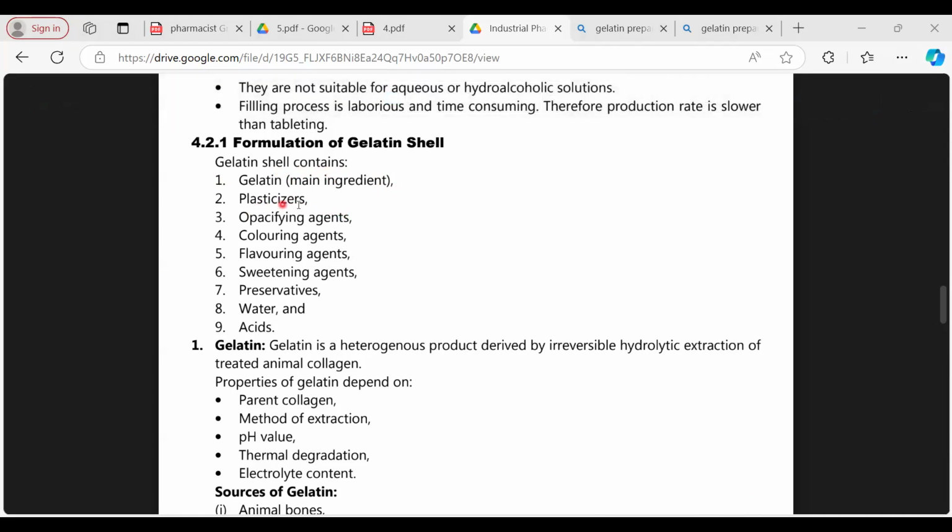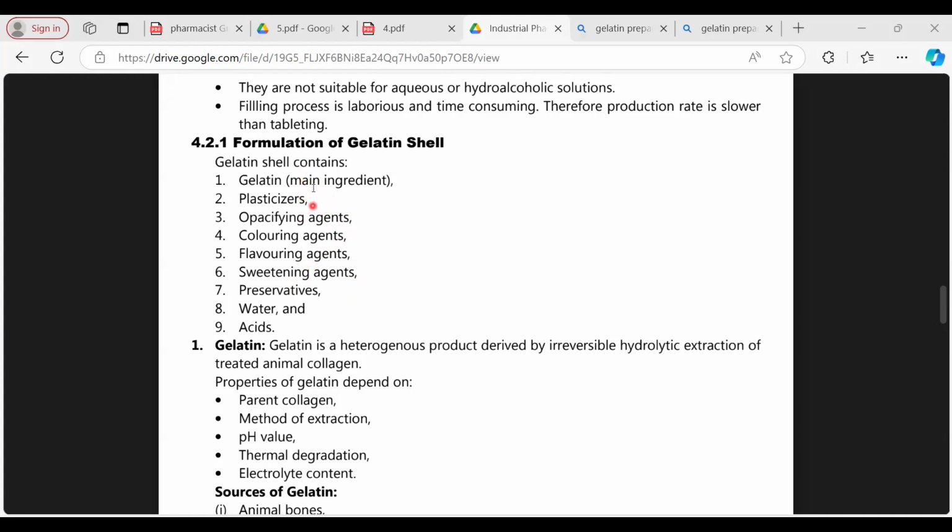Then we need a plasticizer. Plasticizer is very, very important to impart the flexibility and plasticity in the shells. Then we need an opacifying agent, coloring agent, flavoring agent, sweetening agents, preservatives, water, and other acids and some basic common things. So the main ingredients are these two, gelatin and plasticizer.